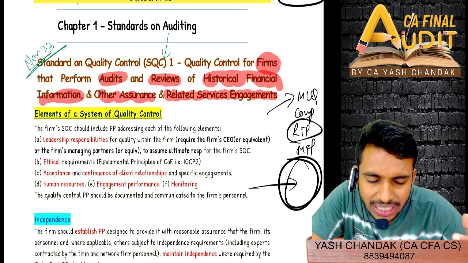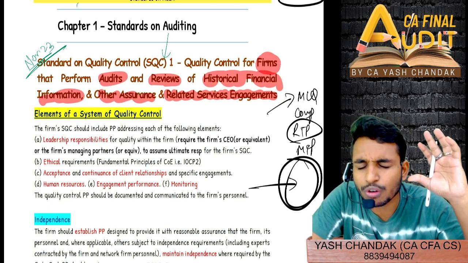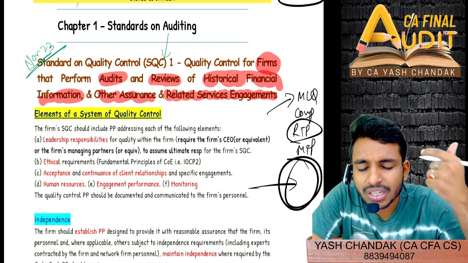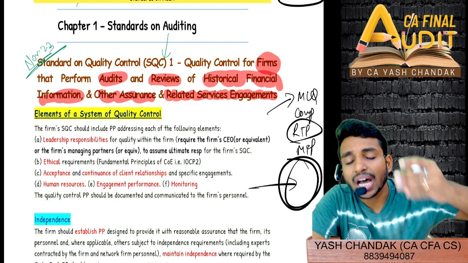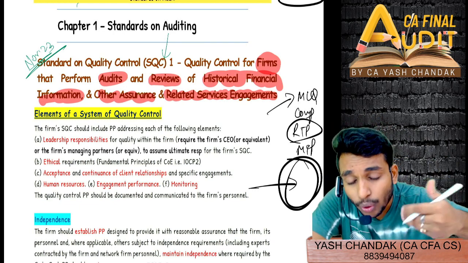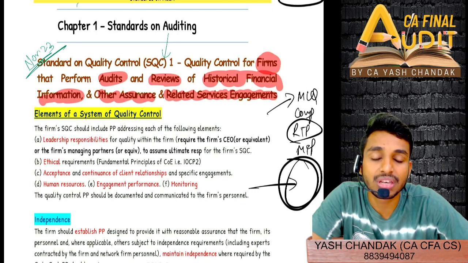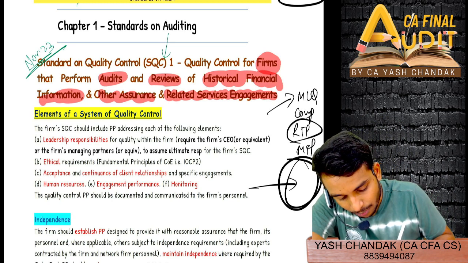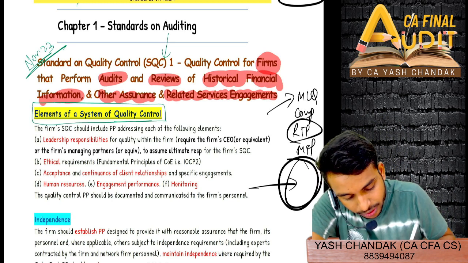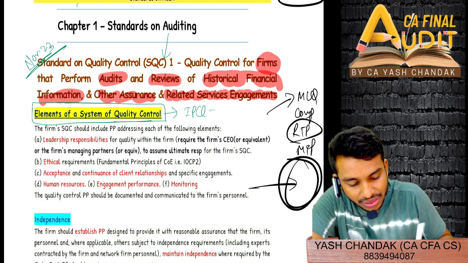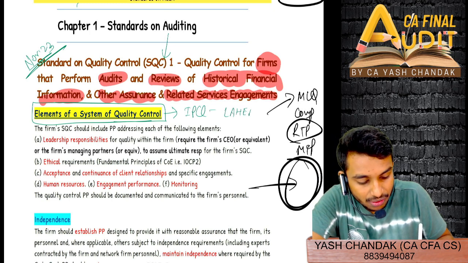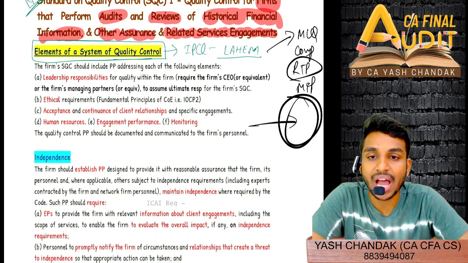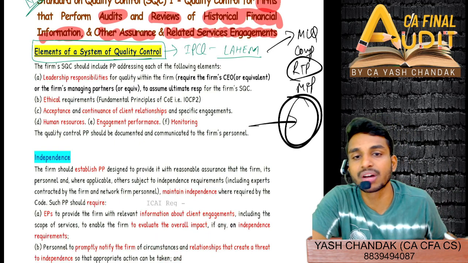Again, if you try to recollect with me, it was quality control for firms that provide auditing services, review of historical financial information, other assurance services, and related service engagements. I hope it's clear. Elements of a system of quality control. This we used to learn in IPCC, if you remember, by some technique or mnemonic. What all elements are there for SQC1? What all things have to be covered in SQC1?